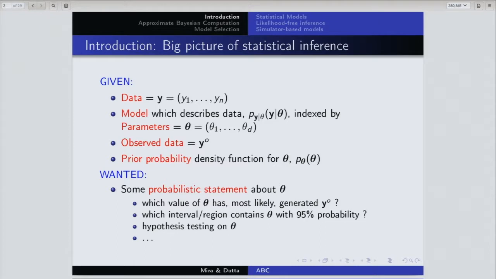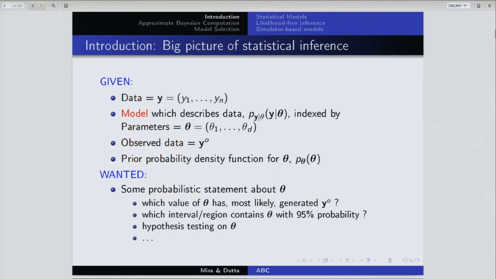So the typical probabilistic statements that we want to make about theta are: what is the value of theta that has most likely generated the observed data? We might want to build a confidence region for the parameter, or we might want to do hypothesis testing on the parameter. Is the value of the parameter bigger than some threshold or less than some threshold?